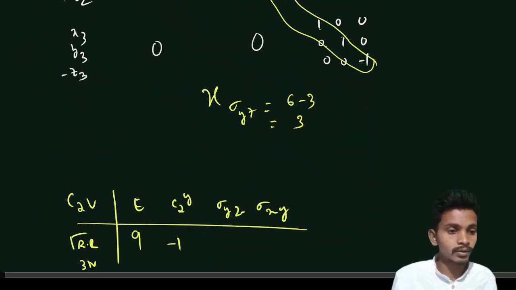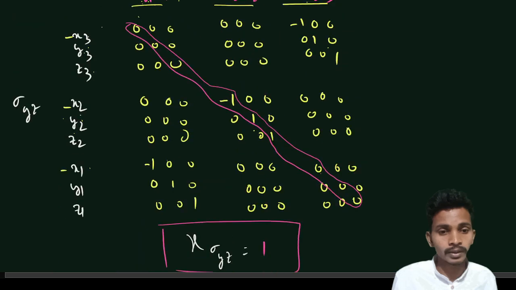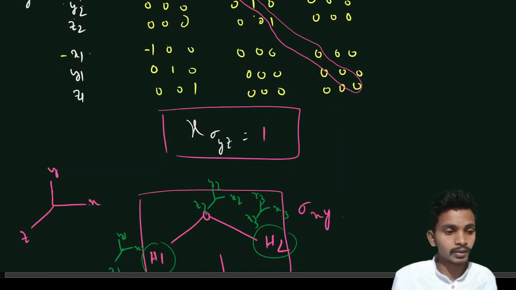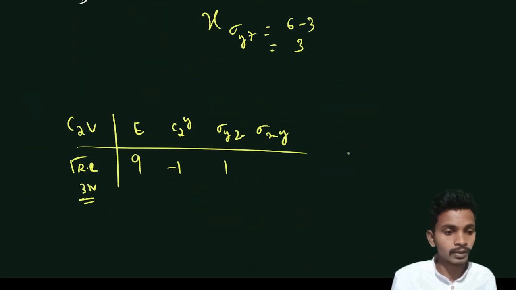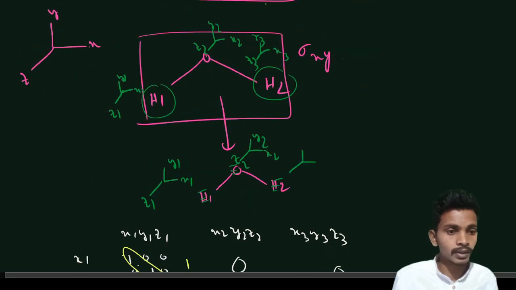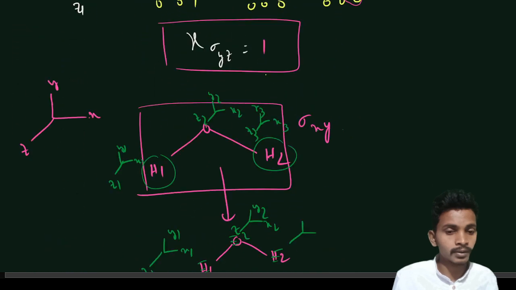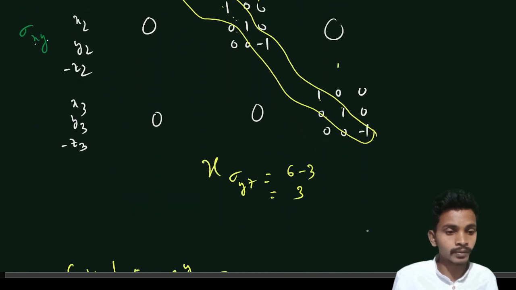And for sigma YZ, how much do we get? Sigma YZ we get 1. So we will write 1. And sigma XY, how much do we get? Sigma XY we get 3.